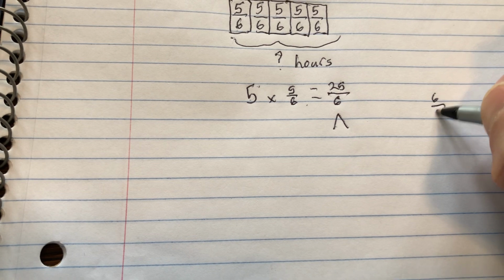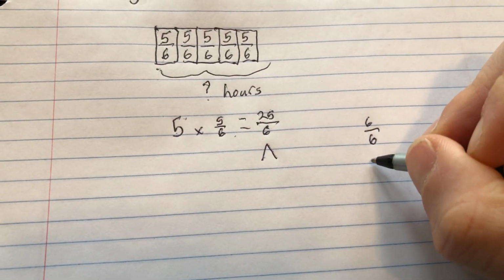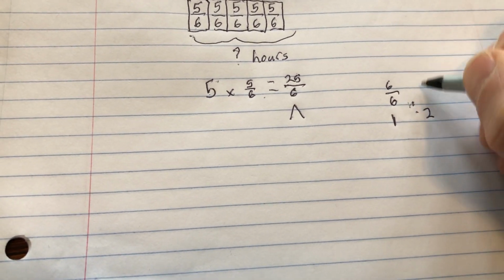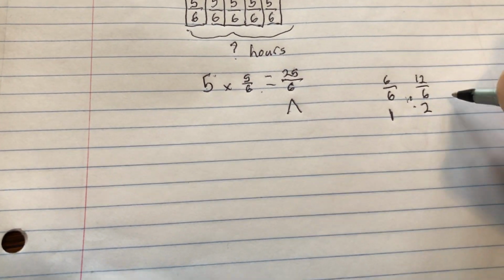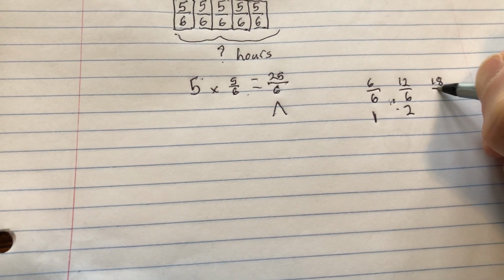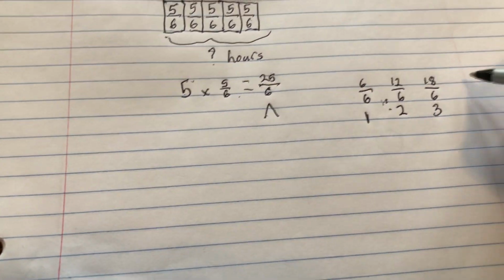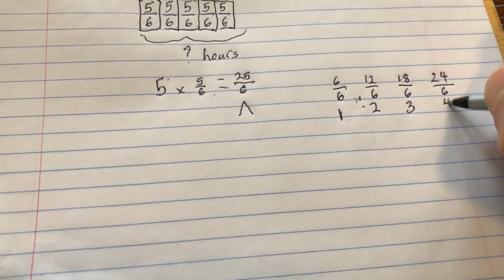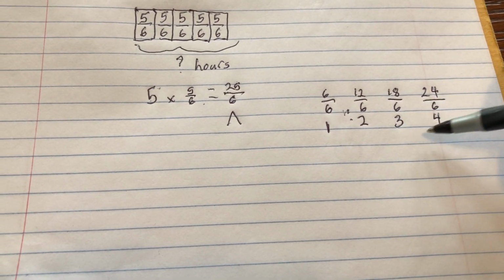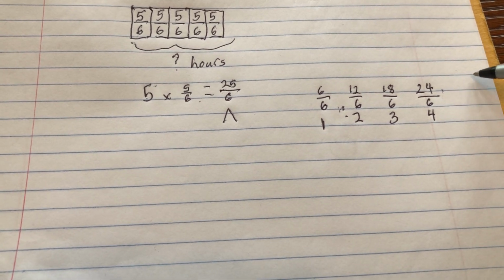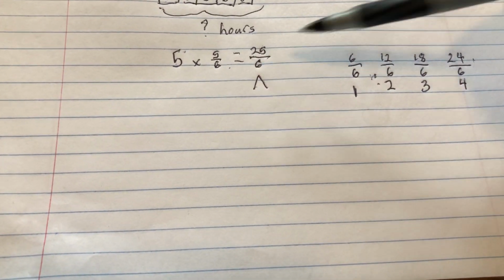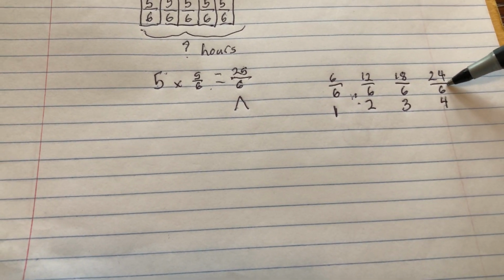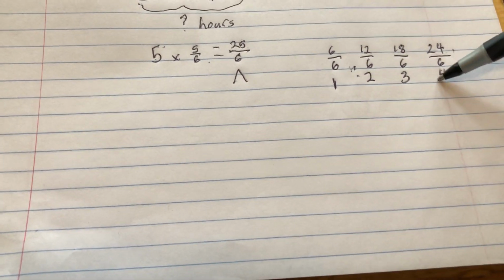So 6/6 I know is 1. To get 2, I know 6 plus 6, so I know that's 12/6. Then I'm going to keep going. 18/6, that's 3. 24/6 is 4. And I know that if I go more than 6 over 24, that's going to be more than 25. So I reach my limit. 6 goes into 25 4 times.